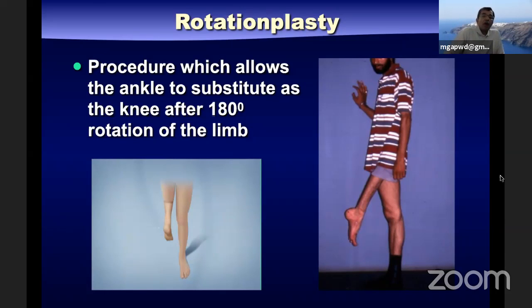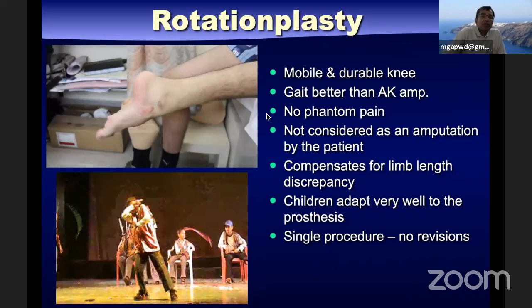Now, the advantage of a rotation plasty is that you can keep the limb long to compensate for the limb length discrepancy which is expected, and therefore you don't need to do any future surgeries. There are no revisions required. It's a one-time operation, and all the changes are done to the external prosthesis which is fitted. Besides, these children are actually able to run, jump, and participate in sports.